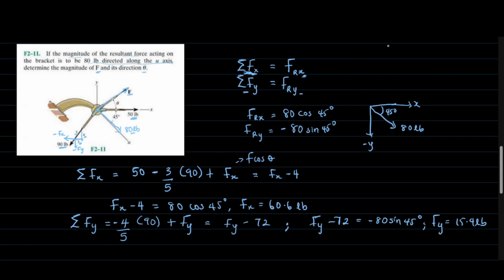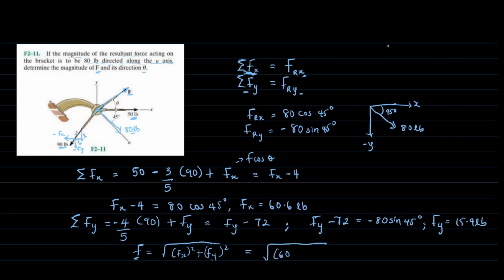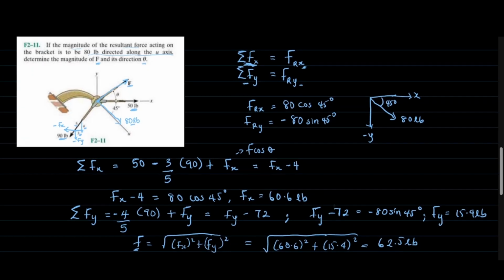So now that we have gotten the X and Y components, the magnitude of F is now simply just going to be the square root of Fx squared plus Fy squared. This is because of Pythagoras theorem. If you know X and Y, you can find the hypotenuse, which in this case is F. If you evaluate this, you're going to get 60.6 squared plus 15.4 squared. You're going to get 62.5 pounds.